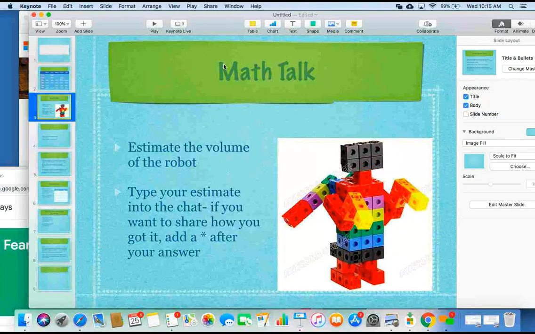So for our math talk today, I want you to take a look at my new friend here. I haven't named my robot. I'm sure some of you have ideas. But how could you estimate the volume of your robot?